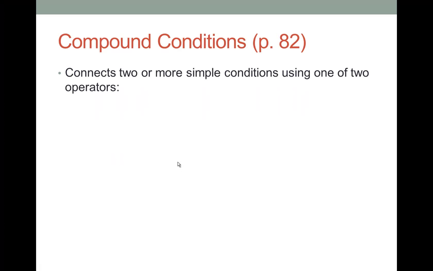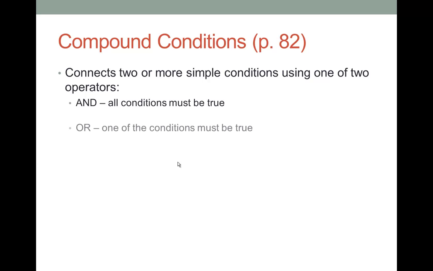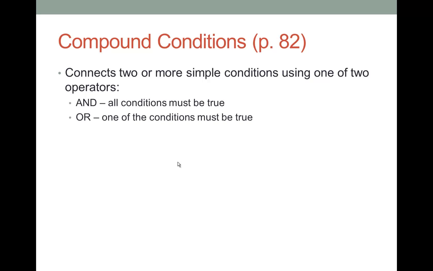On page 82, they talk a bit about compound conditions. You used compound conditions in your Access queries in Chapter 2. You're basically taking 2 or more simple conditions and using one of 2 operators, the AND or the OR operator. With the AND operator, all of the conditions must be true, and with the OR operator, any one of the conditions must be true in order for the entire condition to be considered true.